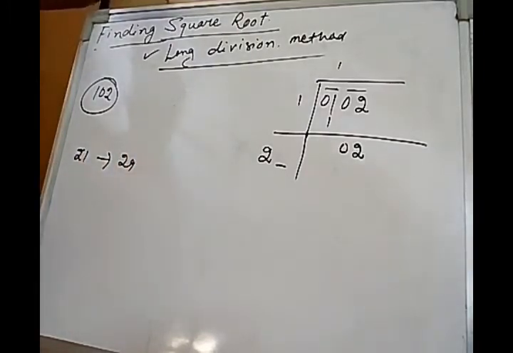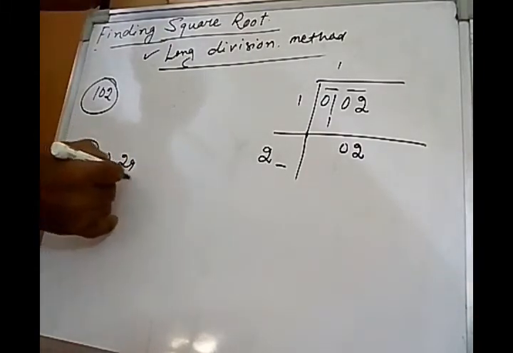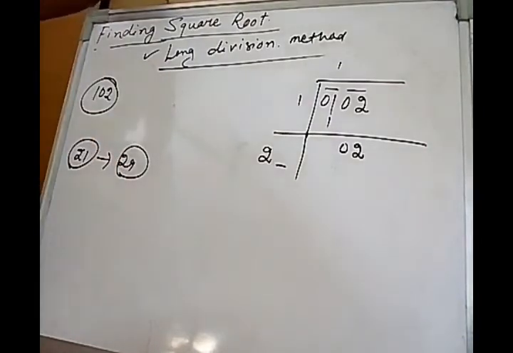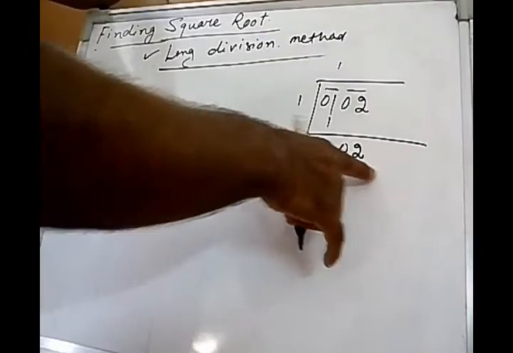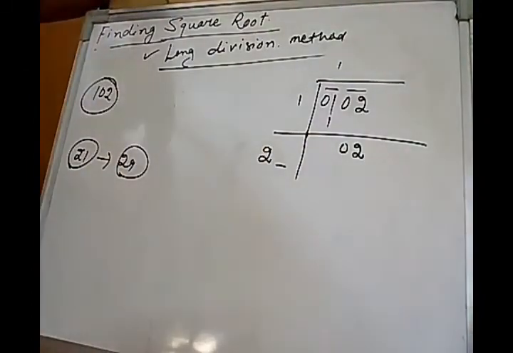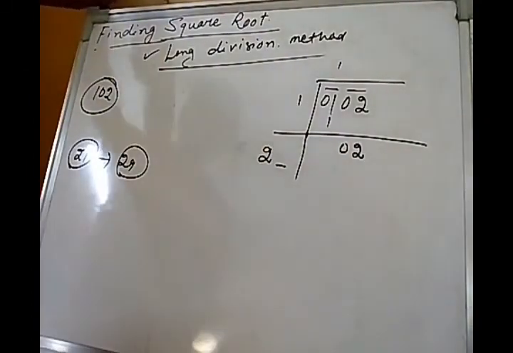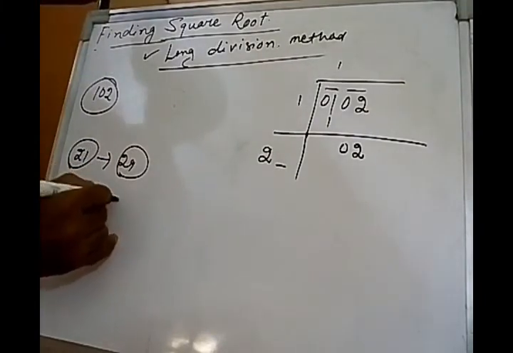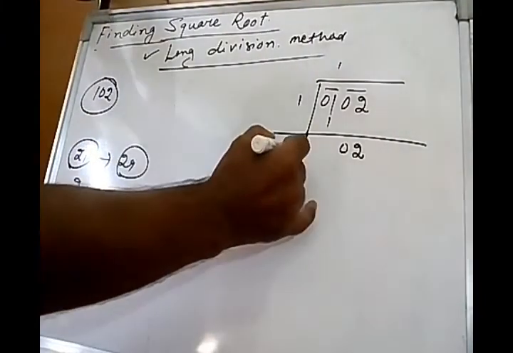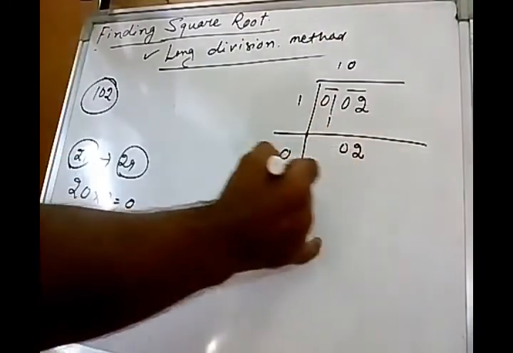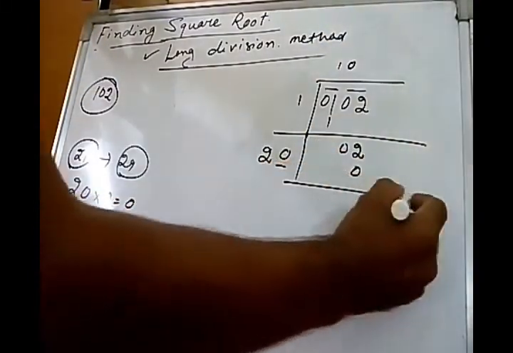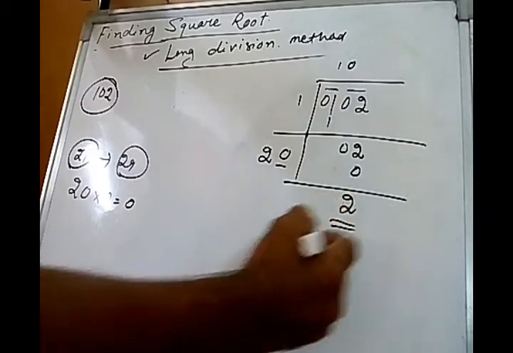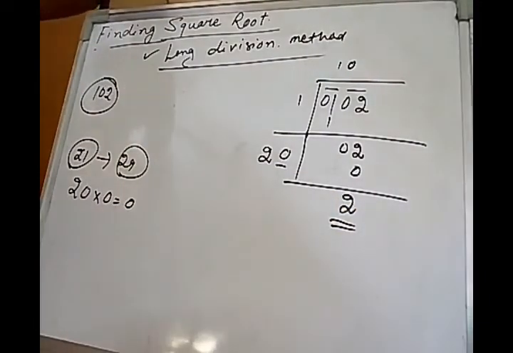29. But here as I am getting 21 to 29, whatever digits I make, multiplication with 21, I will get more than 2 only. I never will get less than 2. That's why this number will be 0. So 20 zeros are 0 only. That is the remainder, 2. So it means 2 is the remainder.